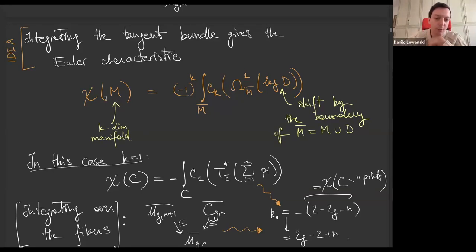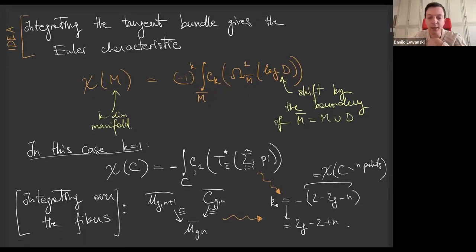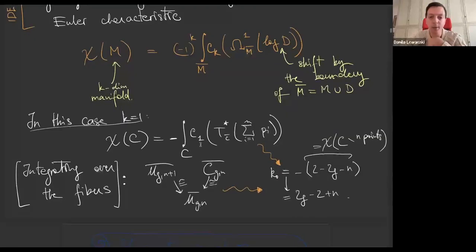is just equal to 1. So you want to compute the Euler characteristic of the curve. You can compute that by taking minus to the power 1, and now you're integrating over the curve the first Chern class of the cotangent bundle. Here there is a bar of the closure. And then you have to shift by the boundary, but the boundary is just these pi. Taking the log of that just amounts to shifting this guy by the sum of these divisors, which will be just the sum of the pi's, with multiplicity 1 for each of the pi's.